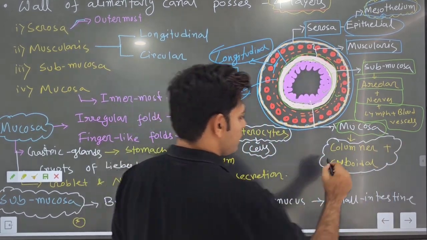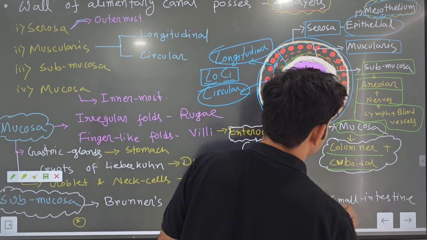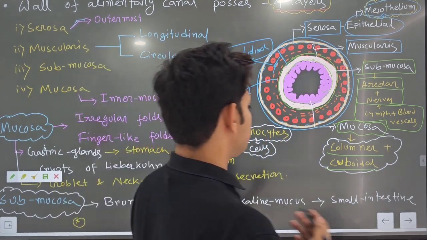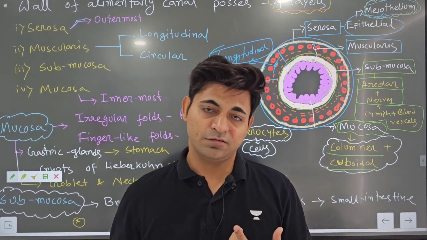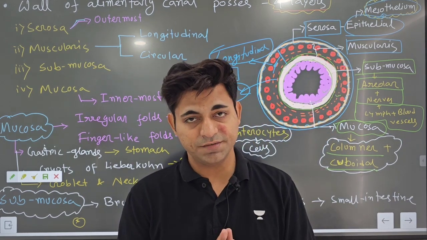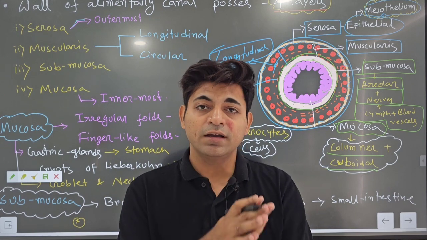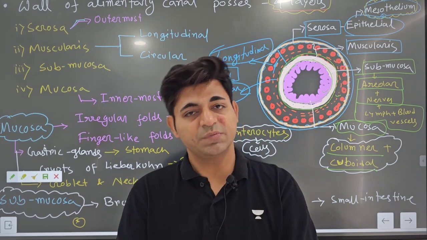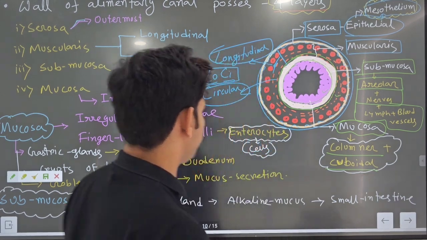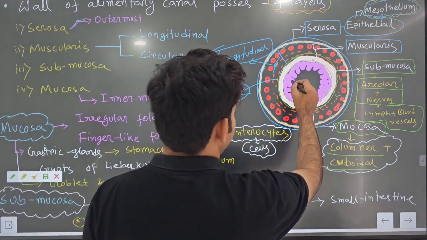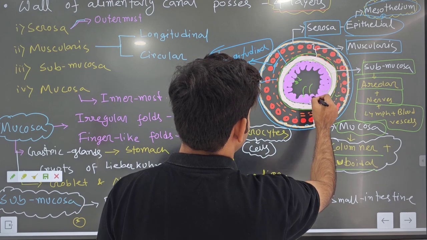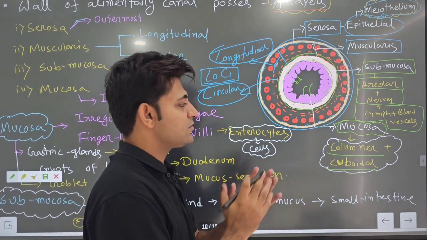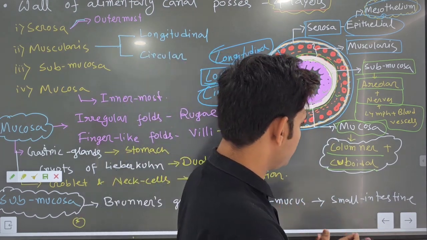They are mainly made up of either columnar epithelium or cuboidal epithelium, and in this mucosal layer only, there will be some irregular folds called rugae present in the stomach, and finger-like folds called villi present in our small intestine. They are mainly responsible for secretion and absorption. In different places this mucosa has different functions.